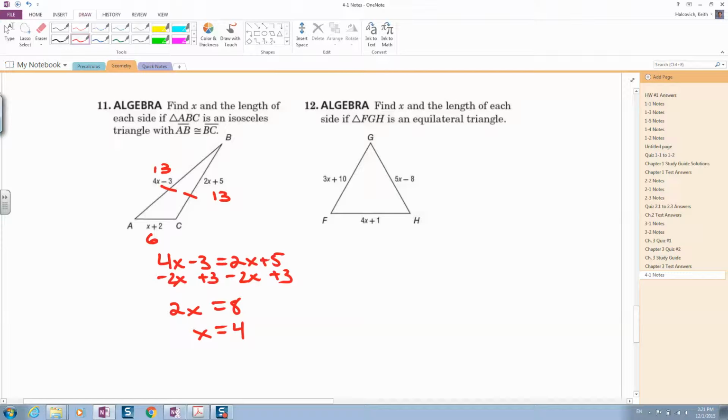All right, so here the same thing if it's equilateral, so that means they're all the same. Setting any two equal, so 3x plus 10 equals 4x plus 1. Move the 3x over, so I get x. Move the 1 over, so I get 9. And the length of each side, well, 9 times 4 is 36, plus 1 is 37, so they're all 37.